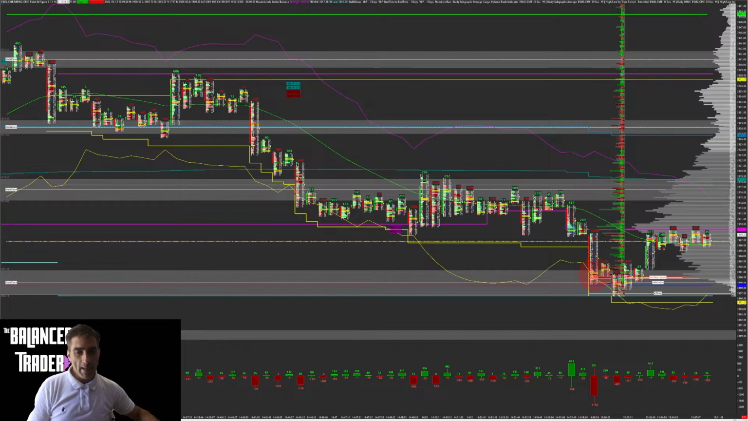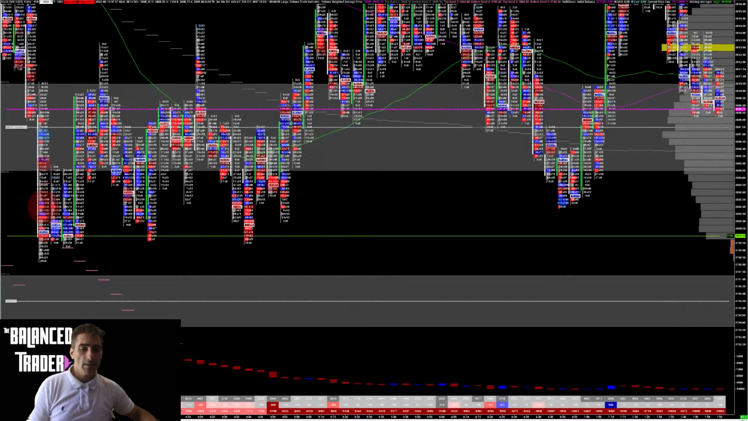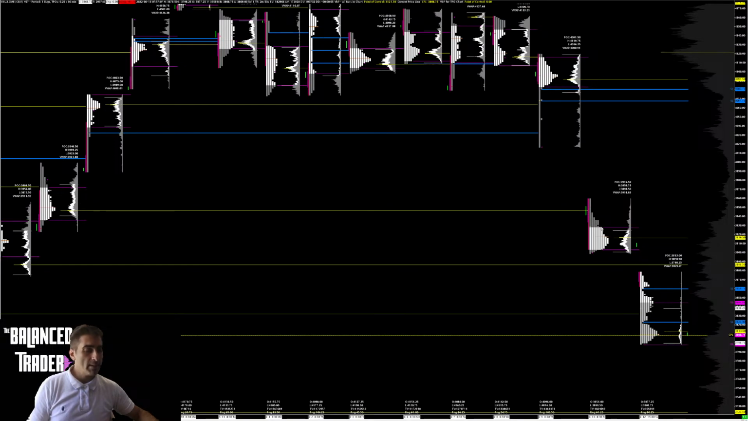What we had there, as you can see from the profiles, is a bit of an unfinished auction. When you have an unfinished auction, especially one that's as strong as this, we've obviously been gapping down, we've been failing to lift.